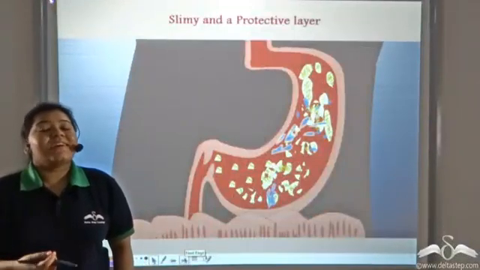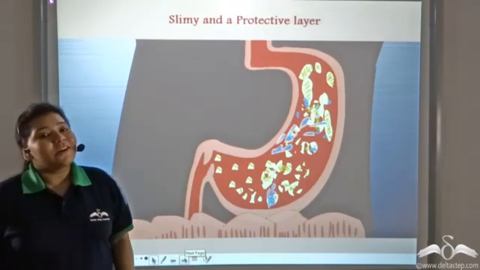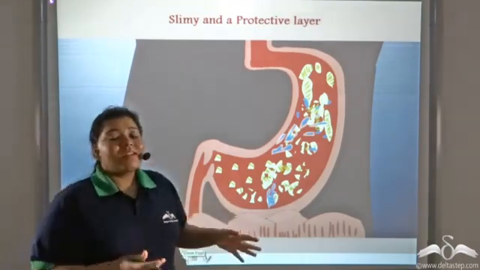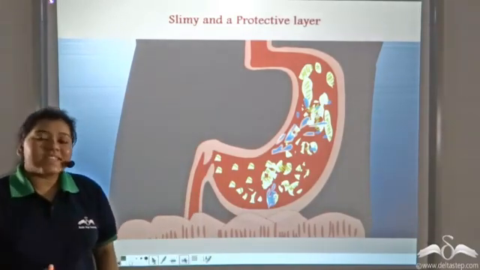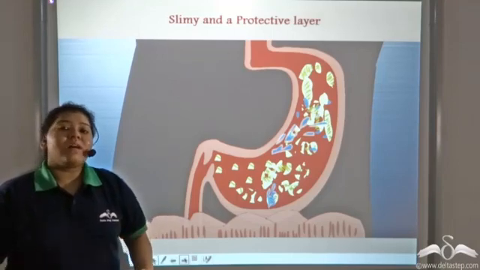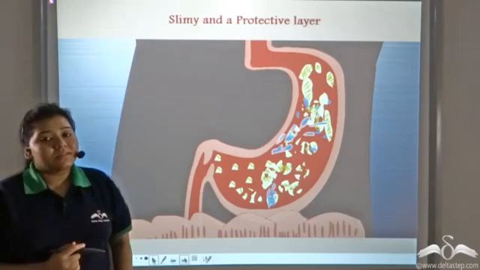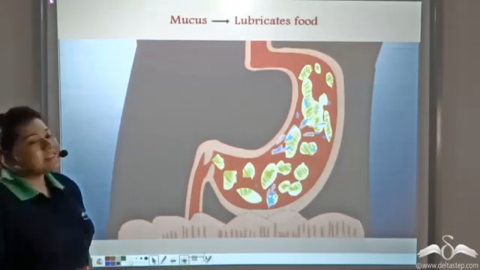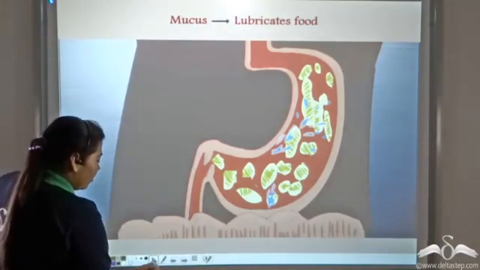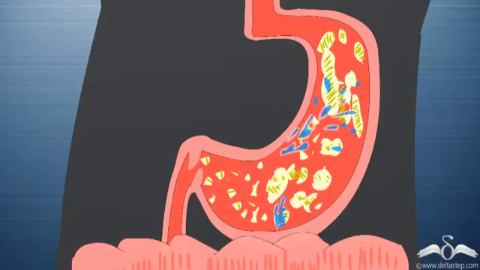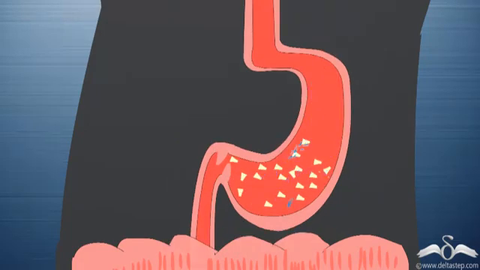the stomach secretes a slimy material known as mucus that forms a layer over the stomach wall. This mucus ensures that the HCl secreted in the stomach does not come in direct contact with the stomach wall and cause damage to it. Also, since the mucus has a slimy nature, it lubricates food and allows easy passage of food from the stomach to the intestine.